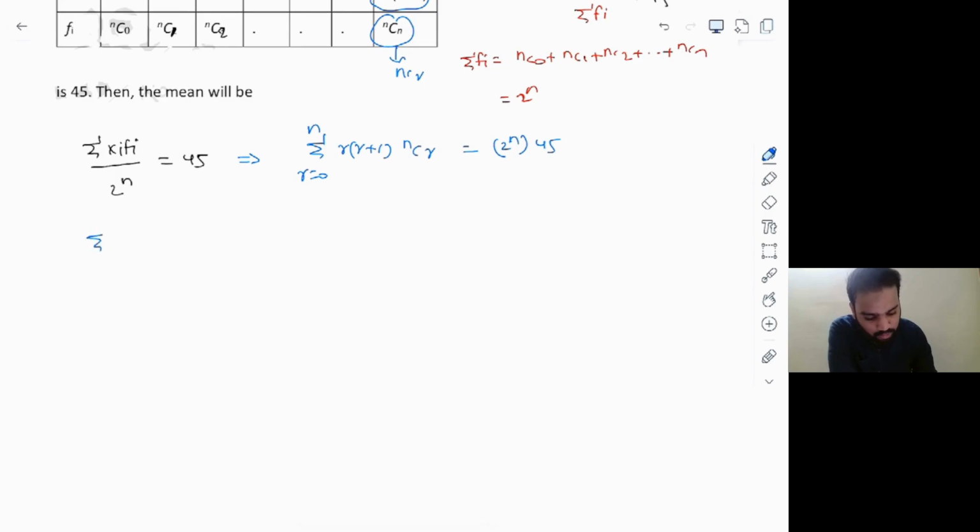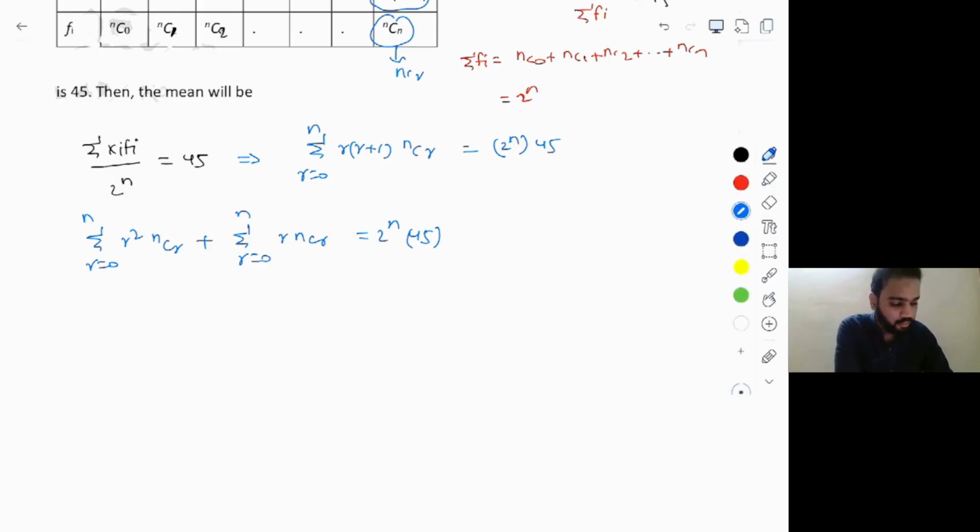So if I split the sigma here, this becomes sigma r = 0 to n, r into r, which is r square, multiplied by nCr. And what about the next term? Sigma r = 0 to n, r into nCr, which should be equal to 2 power n into 45.